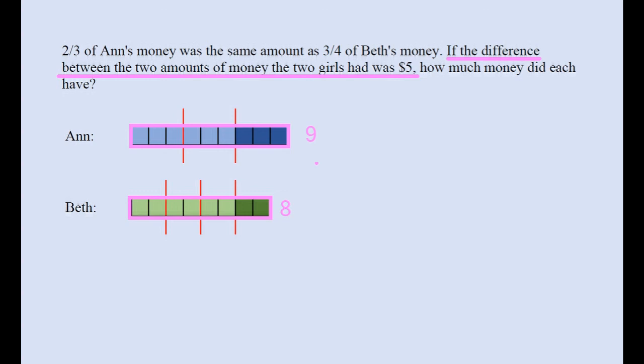Now, that tells me that Ann must have 9 times 5, or $45. And Beth must have 8 times 5, or $40.